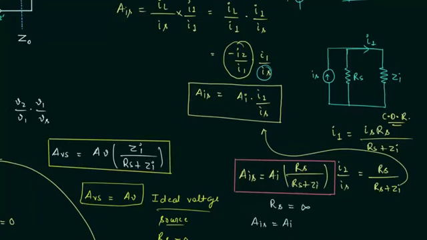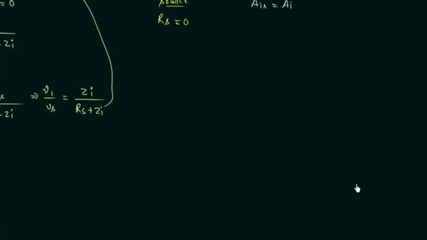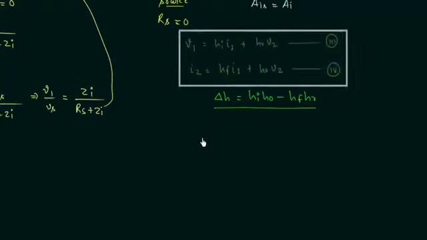There is one more thing I want to explain in this lecture. If you remember the last two lectures, we encountered with delta H. Delta H is equal to HI HO minus HF HR. We will try to prove this. The first H parameter equation is V1 equal to HI I1 plus HR V2. The second H parameter equation is I2 equal to HF I1 plus HO V2.